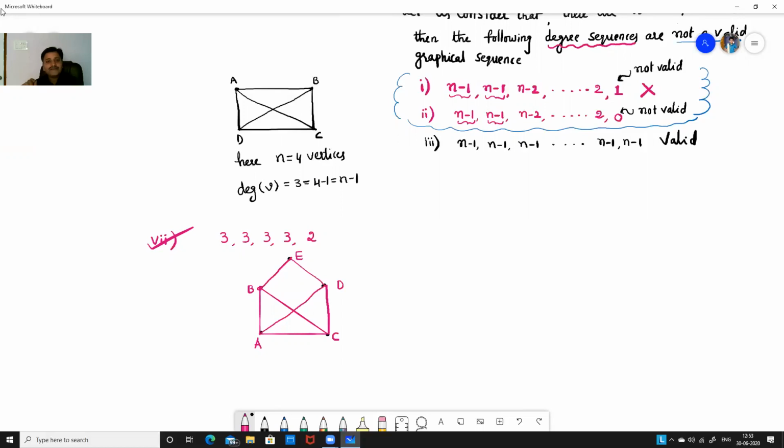Third method is called Havel-Hakimi result. So what is the importance of Havel-Hakimi result? Suppose they provide a huge length of degree sequence, then it is not possible to draw the graph, right? Can you plot the graph? No. In such case, we can take help of Havel-Hakimi results. What is the meaning of Havel-Hakimi results?